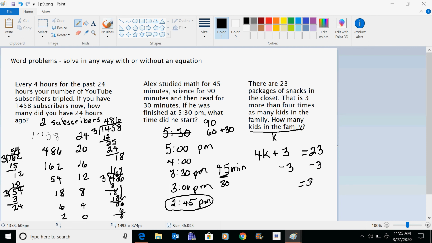That gives you 20 packages of snacks. And you have 4K. And you divide that by 4. And we find out that there were 5 kids in the family. So that means that there's 3 packs of snacks left for your parent or your adult that is in your house right now, and they get the 3 packs, and the kids can divide up the others, I guess how that goes. But 5 kids in the family in this case.